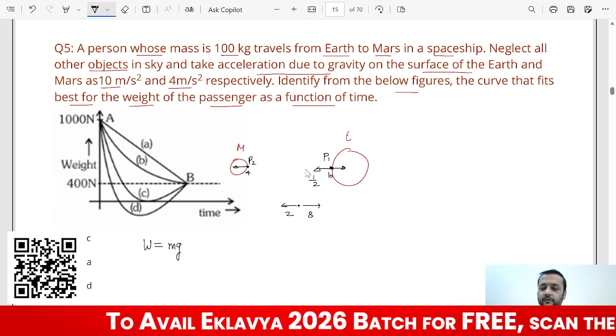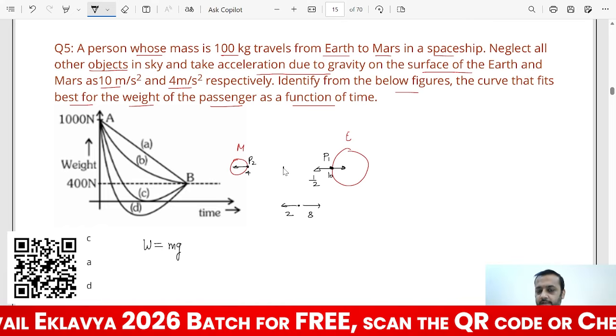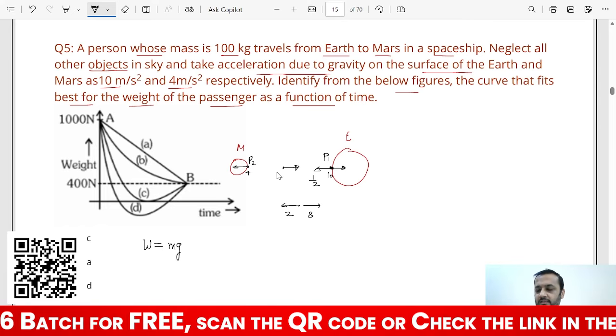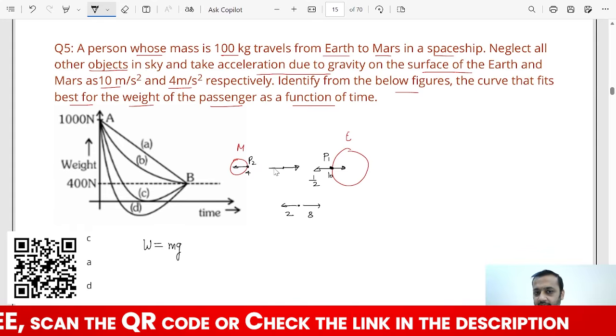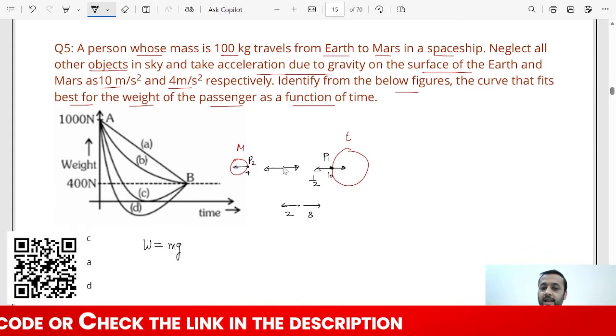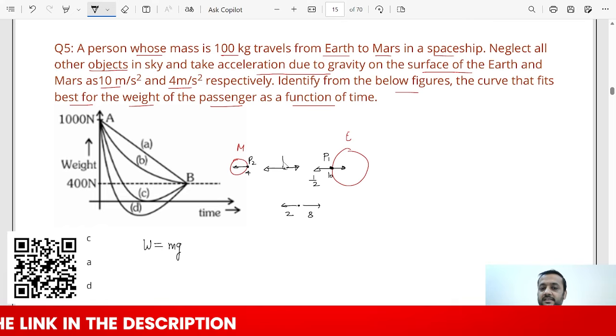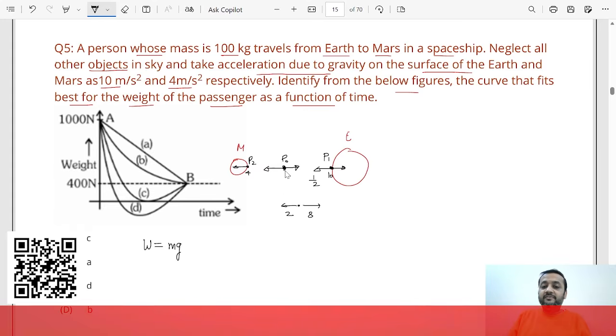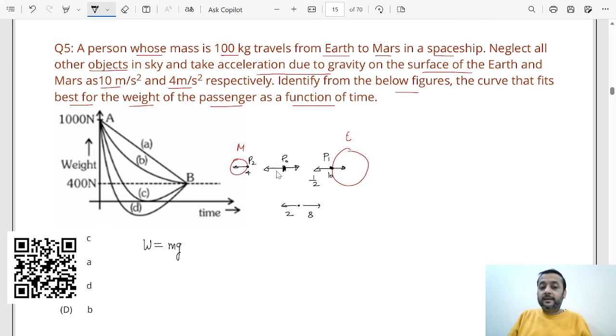Slowly the weight of the person will decrease. Now there will be a point where the gravity of the Earth will exactly balance the gravity due to the Mars. At this point the effective gravity will be 0, and at this point the person will have 0 weight.